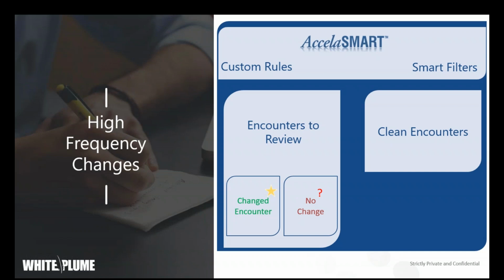But the third example, the last one that we'll talk about today, before I open it up for Q&A, are high-frequency changes. So for some groups, this can be some low-hanging fruit. Typically, it's on the left-hand side of the process where you have encounters that need review. So these are encounters that have validation messages already. We're finding something that's wrong.